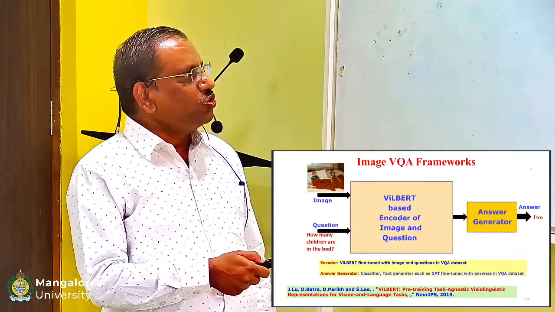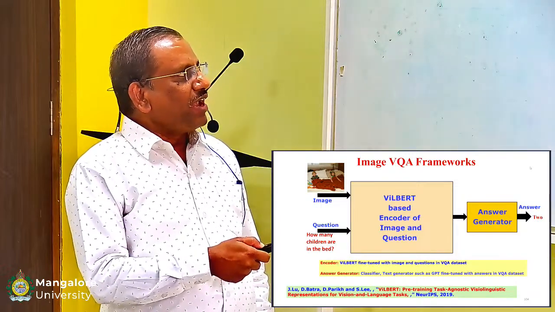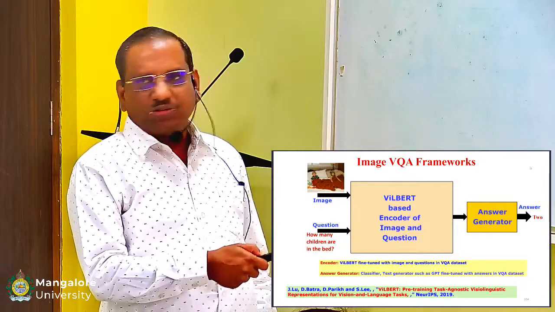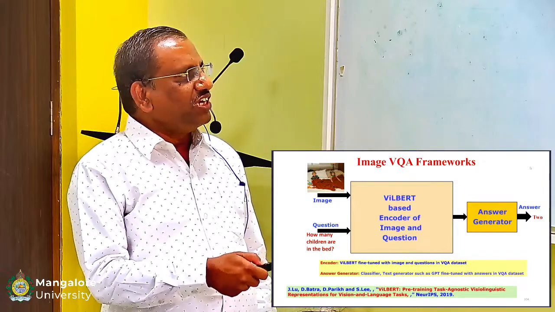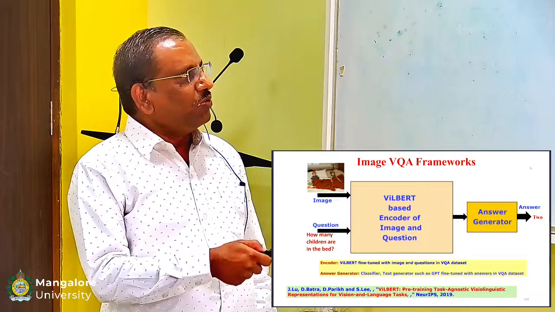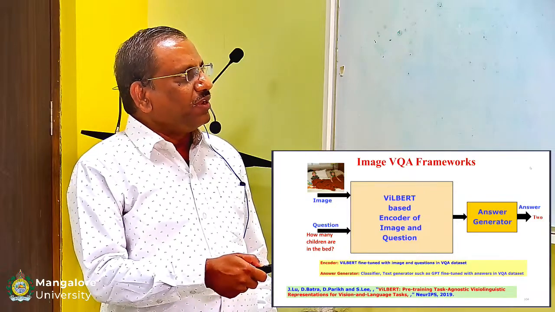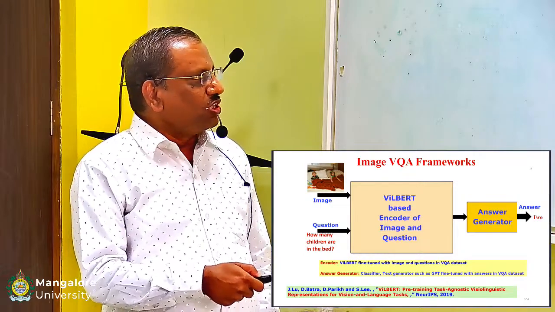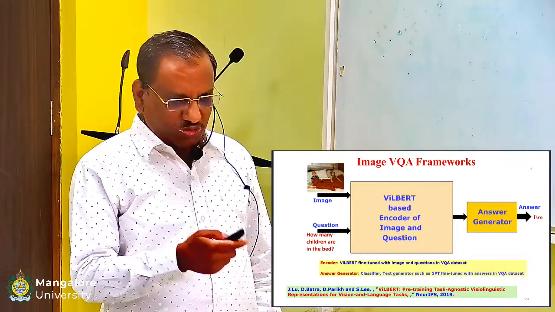Or I can also use these BERT models, where I take the image and the question and give both of them as input to this ViLBERT model, and then it generates a representation of both the image and the question. Then that representation goes as input to the answer generator module, right? So this basically uses the ViLBERT model to perform these tasks.